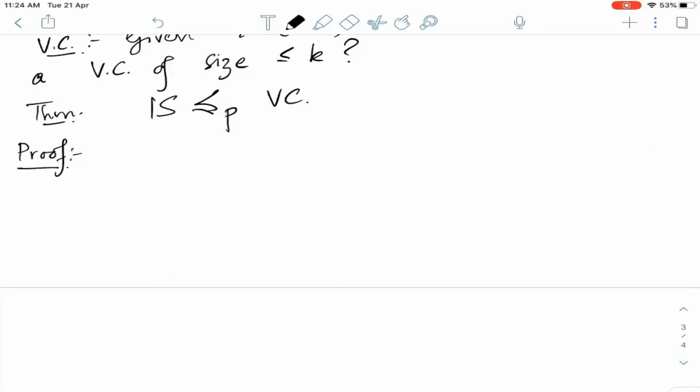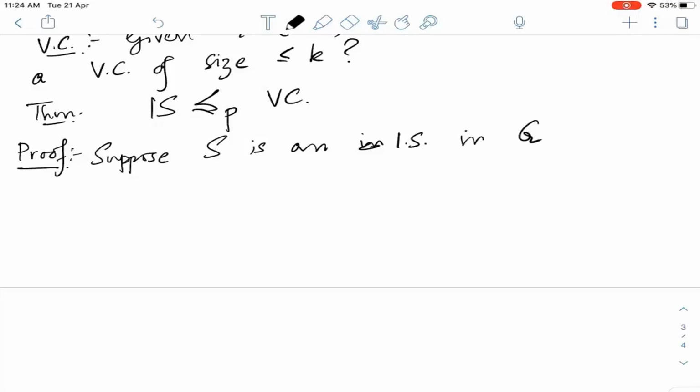There are two directions that I need to prove. Suppose S is an independent set in G.